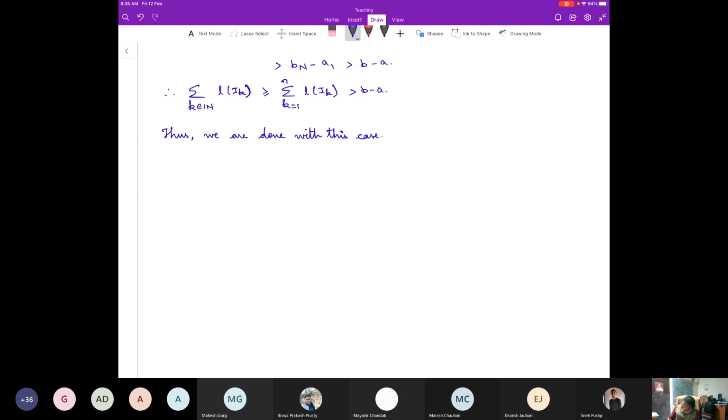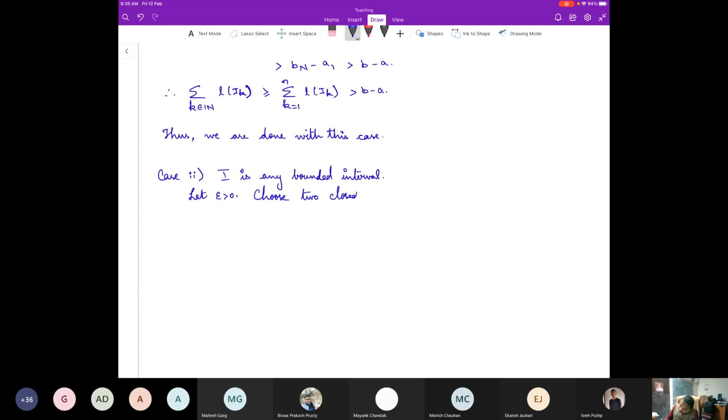Right. Now case 2. Now, I is any bounded interval. Again, that's the usual epsilon trick. Let epsilon be greater than 0. Now what you do is you choose two closed and bounded intervals.